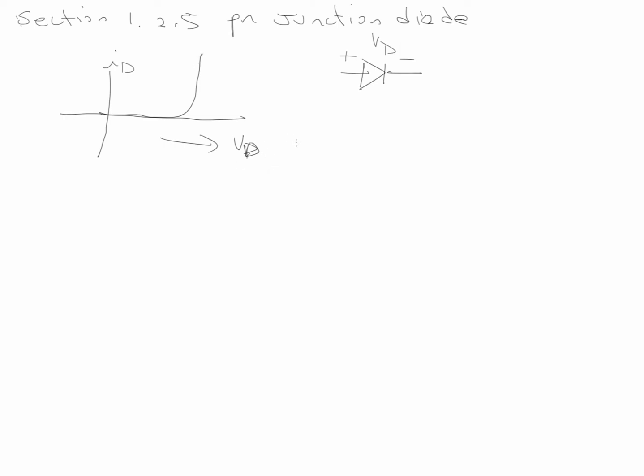For a forward biased, we'll call this area over here the forward biased region. And just for completion, we'll say p-n, and the same thing I drew over there. Plus, minus is forward bias, and this is VD. And I already drew the symbol up there.